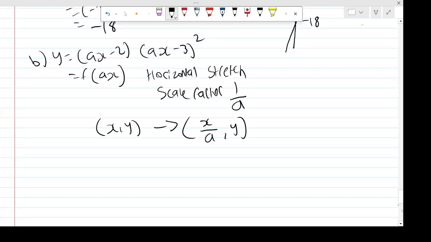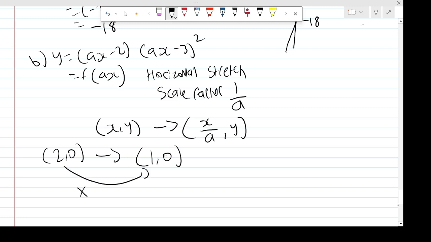So what that means is I need, firstly, let's consider the point 2, 0, which is the first root. I need that to go to 1, 0. Well, how am I going to get to that? What am I timesing 2 by to get to 1? I'm going to times by a half, aren't I? Because then 2 times a half will get me 1.